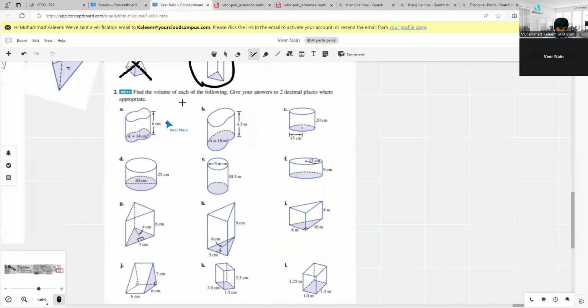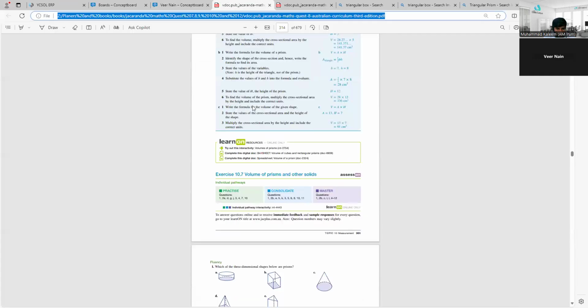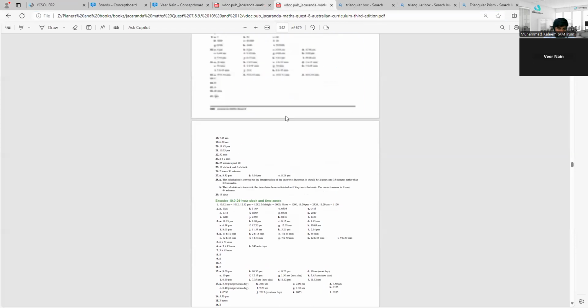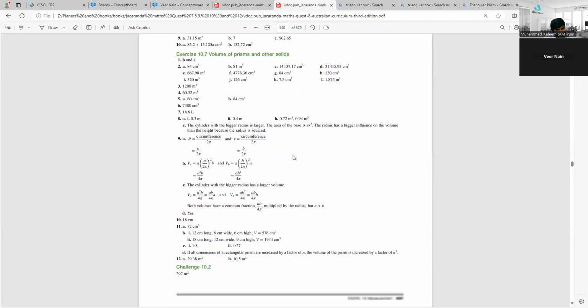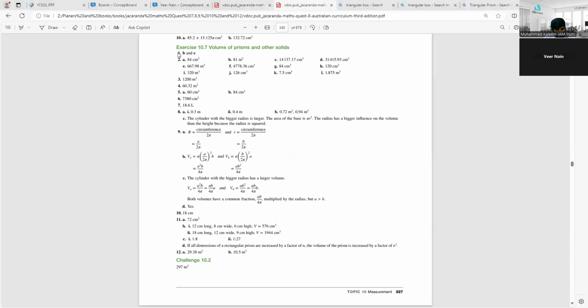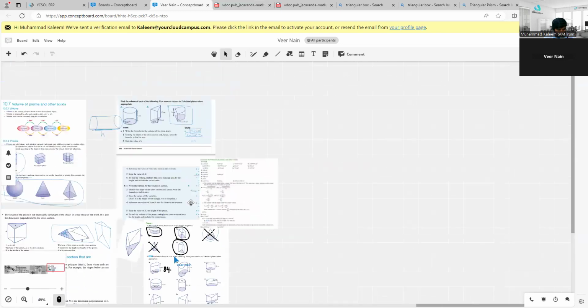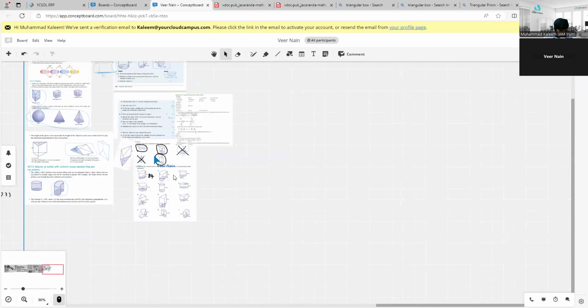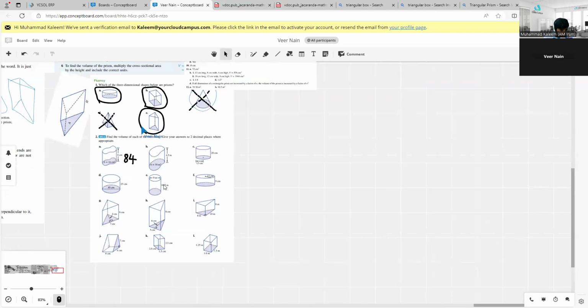Which exercise is this? Let me check. It says 10.7. So the same thing for this one, right? Yep. You don't have to solve all of these questions. You just have to skip a few and solve one question from each row. Okay, I already did this.